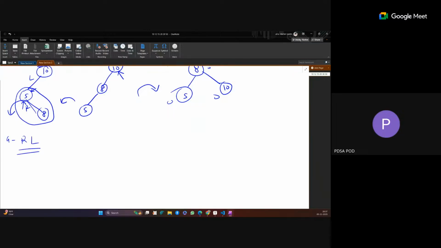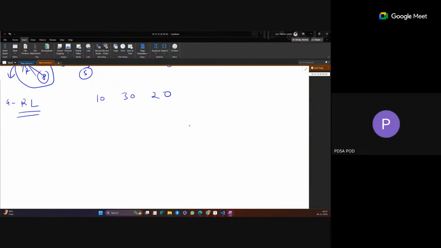RL. Okay, so RL is a situation like 10, 30 and 20. Suppose this type of insertion is happening, so 10 will be inserted like this, so 0 with 10, and then 30.